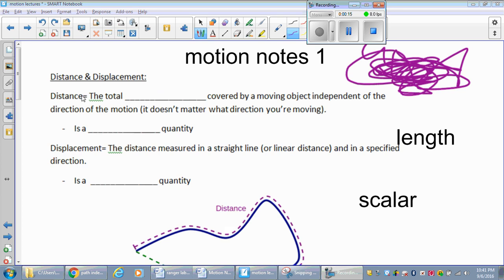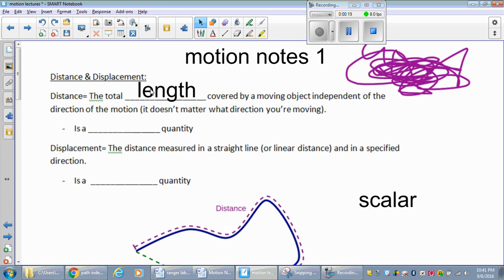Alright, so distance, first of all, distance is the total amount of length, so write that in, covered by a moving object independent of the direction of motion. So path, independent, not dependent of the shape of the path, right? So it's independent of the direction of motion. It doesn't matter what direction you're moving.